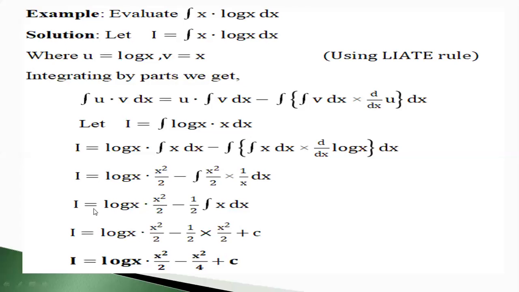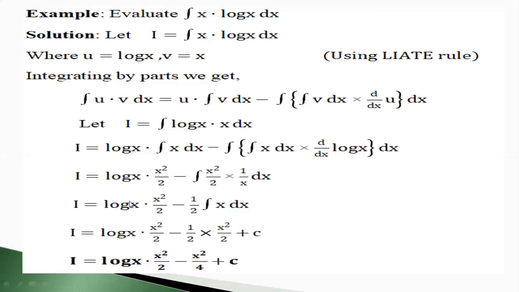Next, I is equal to log x into x square upon 2 as it is minus, here this 1 upon 2 is the constant term. First write down this constant term 1 upon 2 into integration of x dx. Here x square upon x, then this x gets cancelled. Just x remains here, that is integration of x dx.